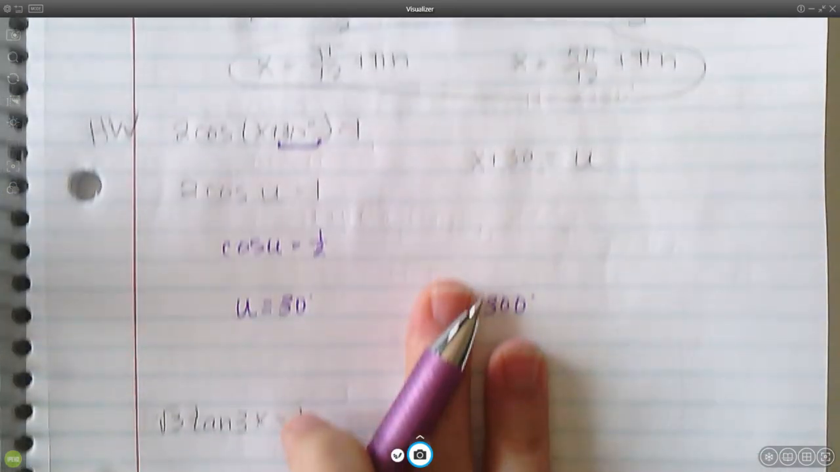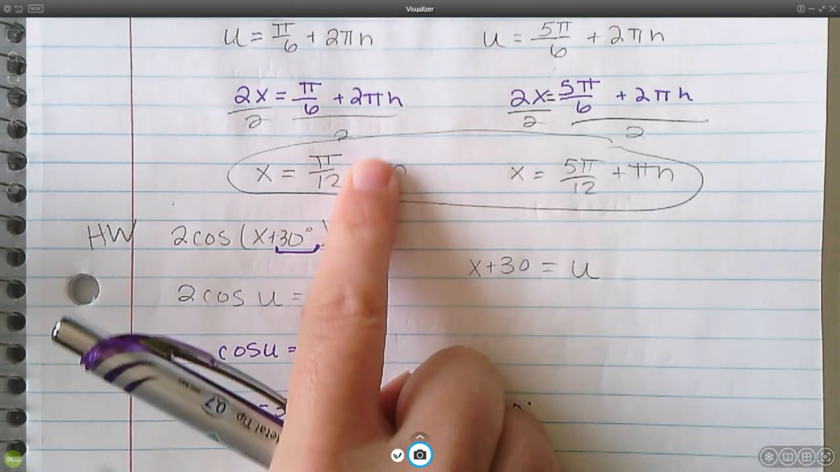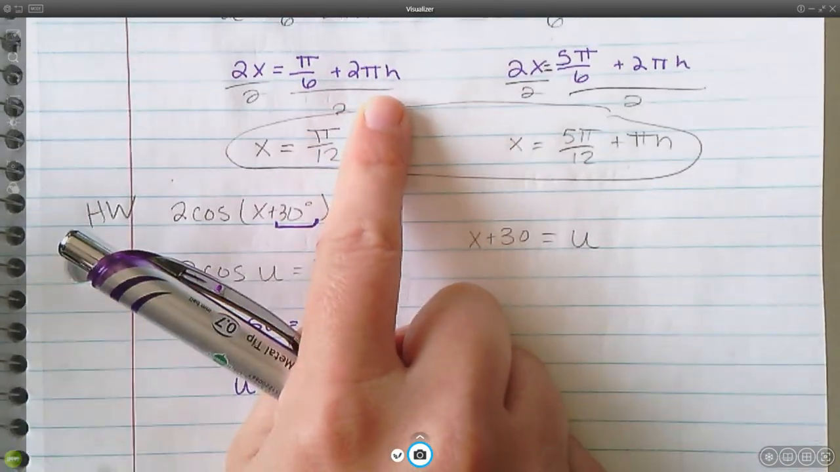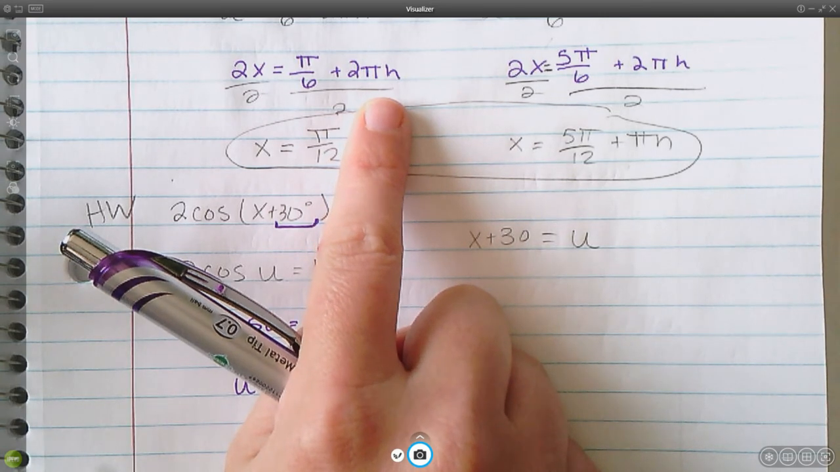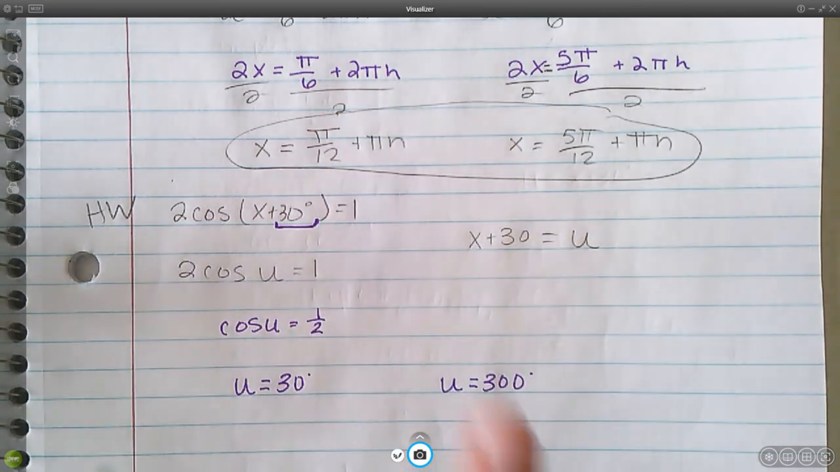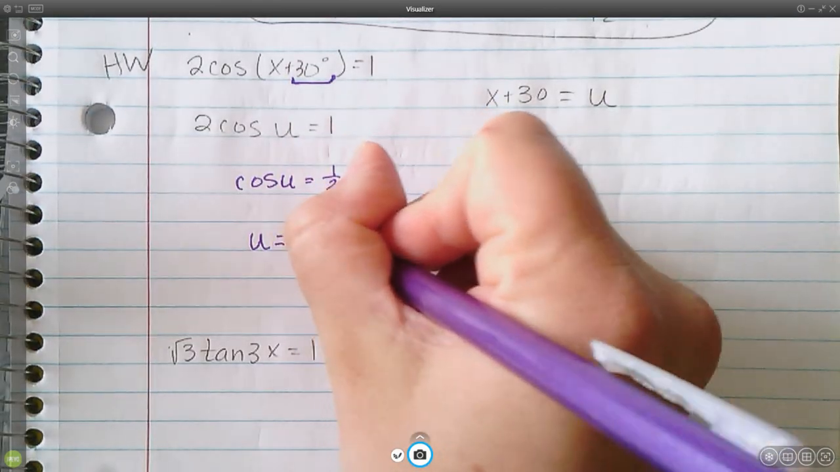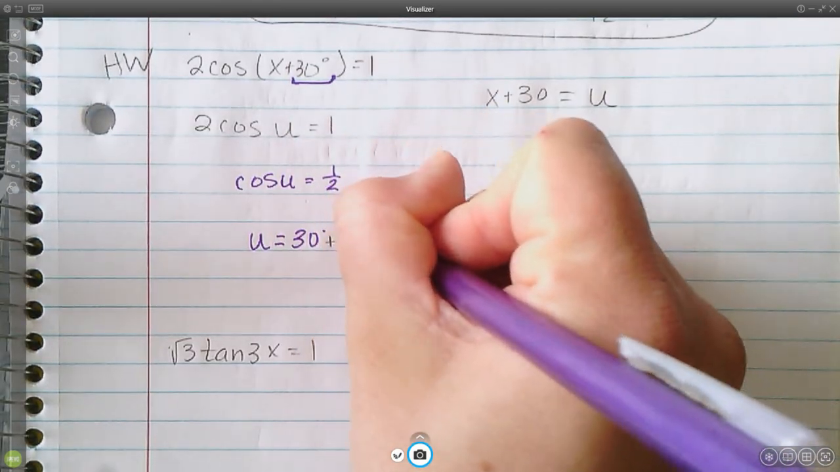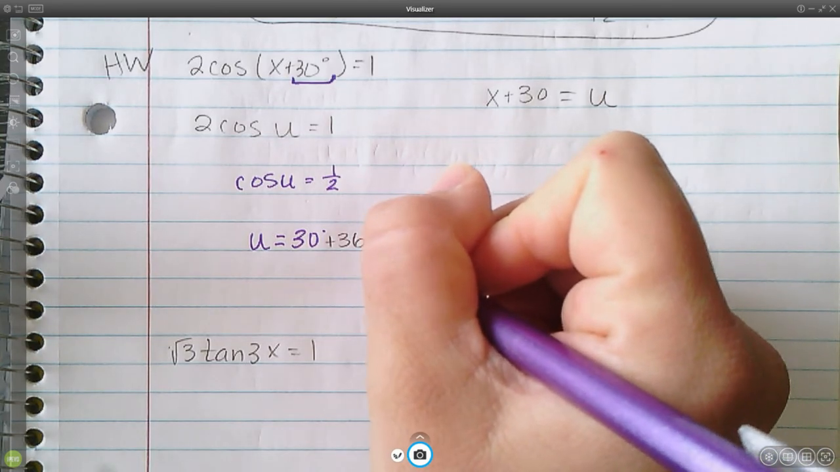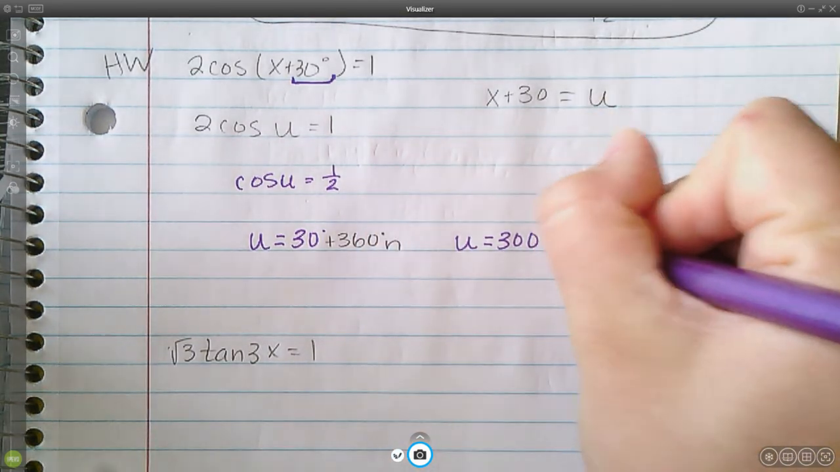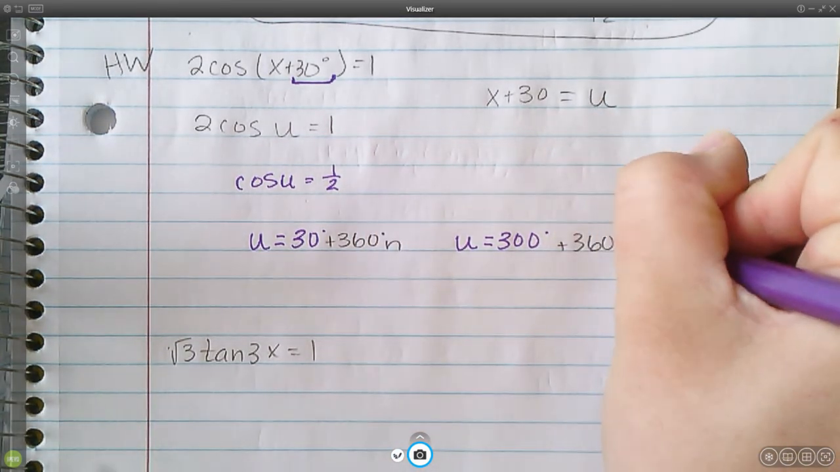So in this problem up here, we did plus 2 pi n, but that's in radians. So 2 pi n is the same as what in degrees? That'd be 360. So we have plus 360 degrees times n, and we have plus 360 degrees times n.